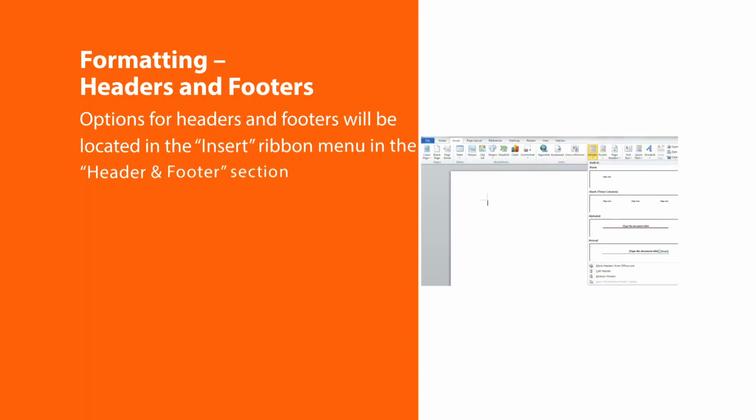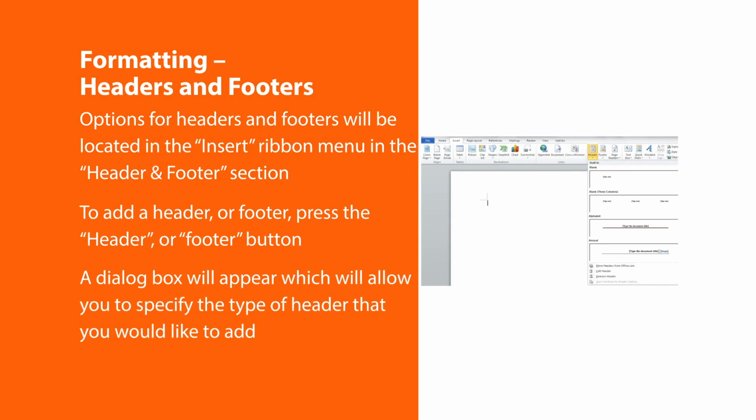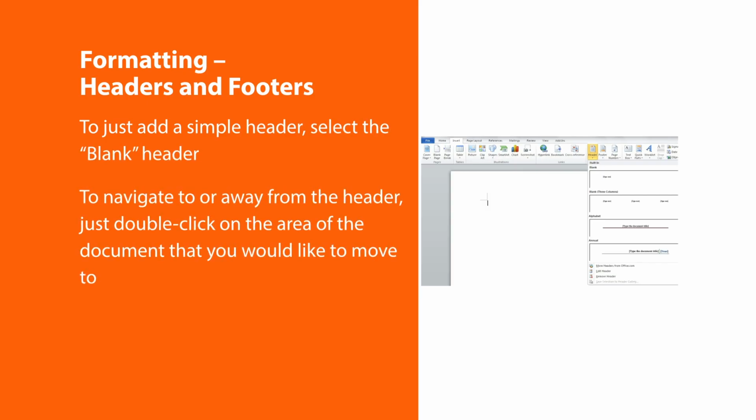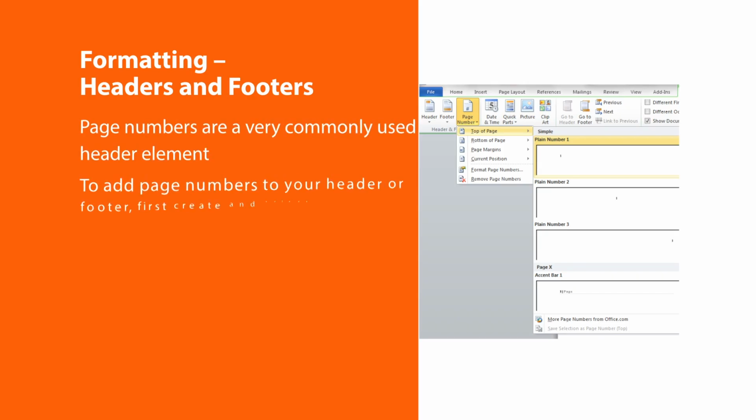The option for headers and footers is located in the insert ribbon menu, in the header and footer section. To add a header or footer, press the header or footer button. A dialog box will appear which will allow you to specify the type of header that you would like to add. To just add a simple header, select the blank header. To navigate to or away from the header, just double click on the area of the document that you would like to move to.